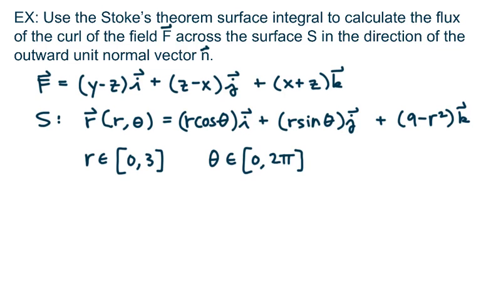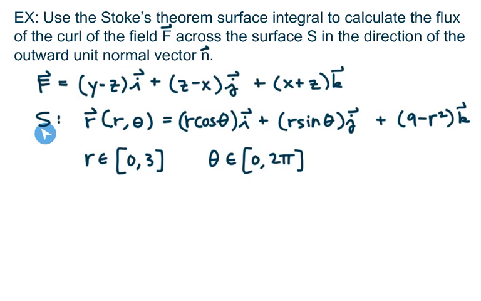In this example, we're going to use Stokes' theorem, the surface integral, to calculate the flux of the curl of the force field, the vector force field F, across the surface S in the direction of the outward unit normal vector N. So my vector field is (y minus z)i plus (z minus x)j plus (x plus z)k.